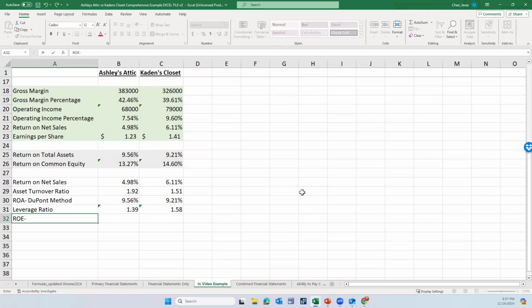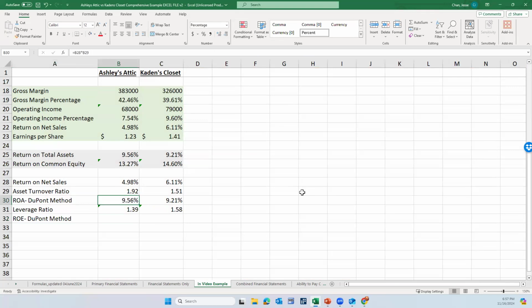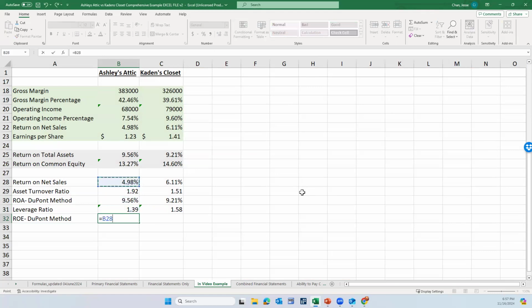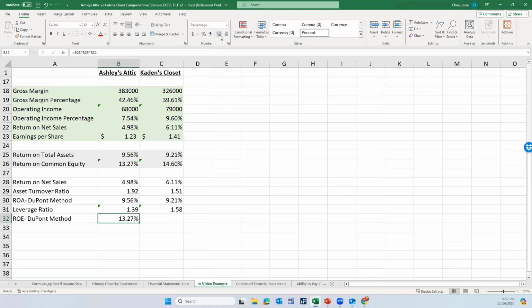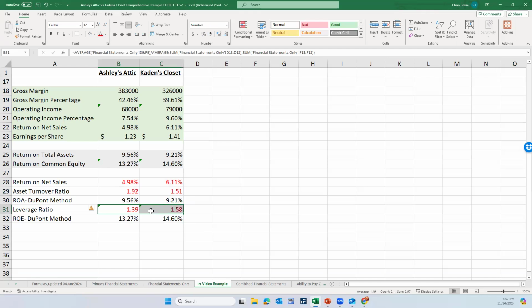So if we're calculating ROE, the DuPont method, this is going to be ROA times leverage. Actually, it's probably better to think about this as return on sales times asset turnover times leverage ratio. So here, this is the 13.27%. It's the same way. And we see here Kadens Closet 14.6%. So now we can look at these drivers. So let me highlight these in red. These are going to be the drivers.